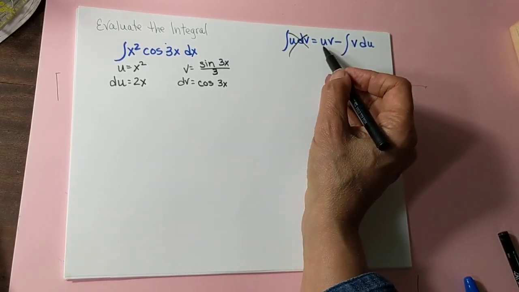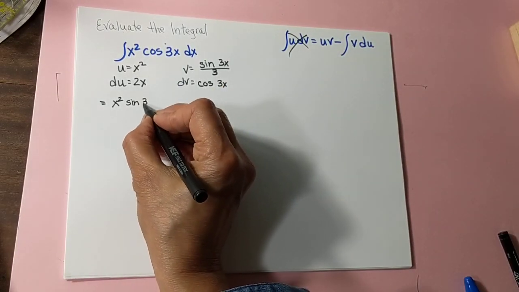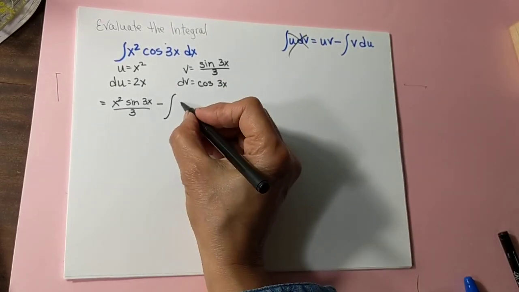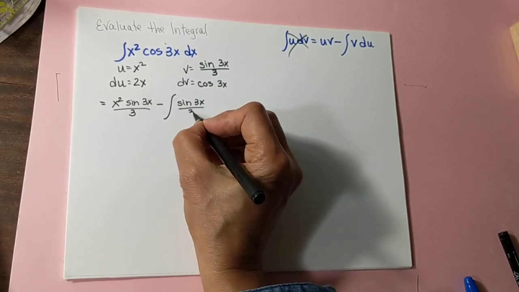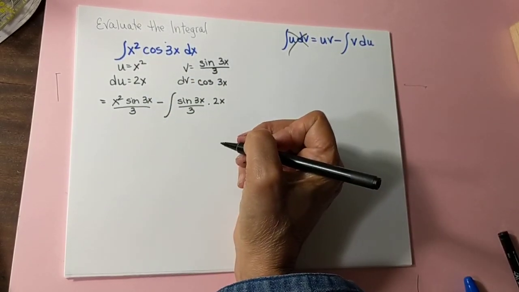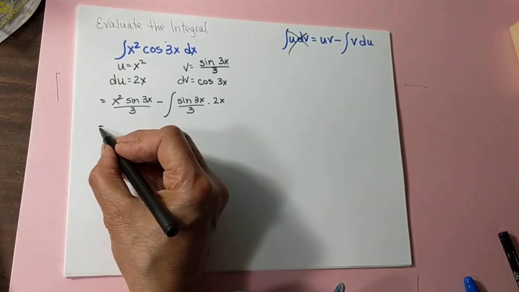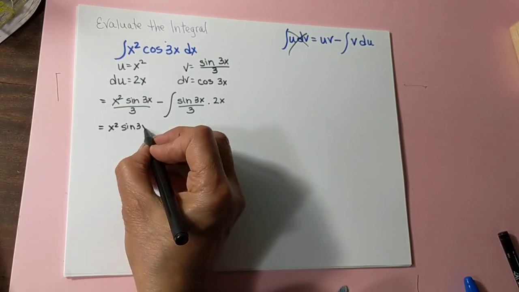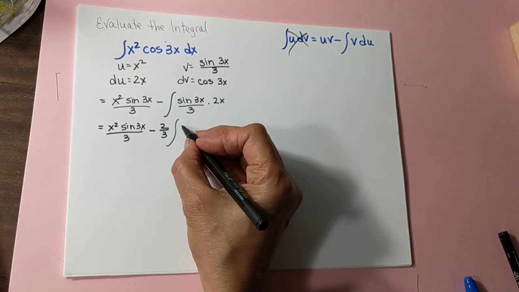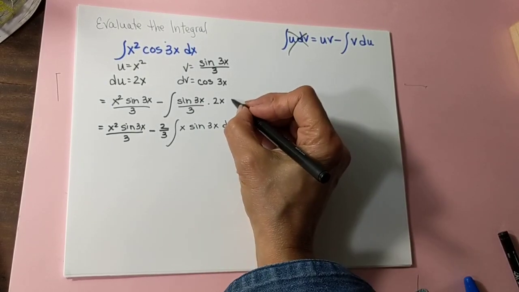Okay, so let's get our problem set up. I get rid of that because it's going to confuse me. We'll have u, which is x squared, times v, sine 3x over 3, minus the integral of v, sine 3x over 3, times du, which is 2x. I can clean this up a little bit by pulling out the 2/3. So x squared sine 3x over 3 minus 2/3 times the integral of x sine 3x dx.